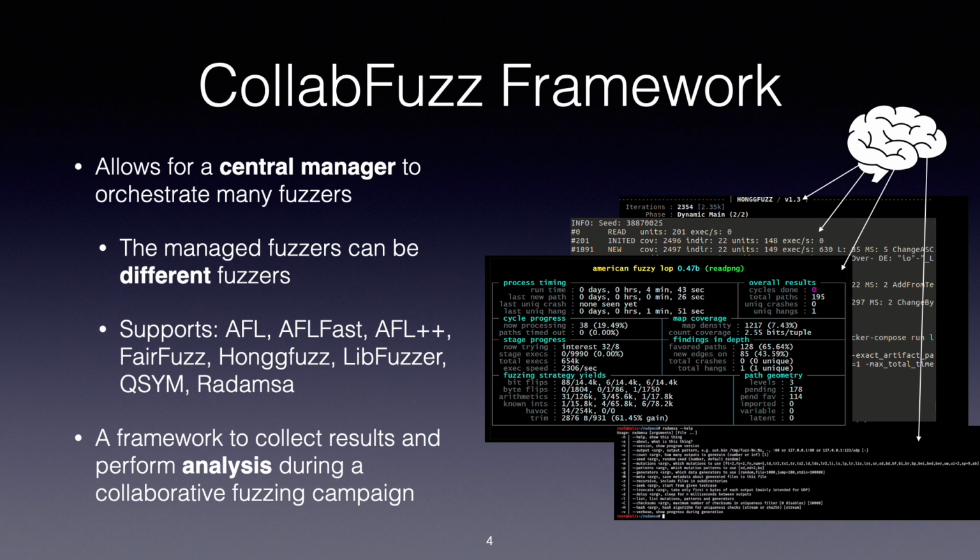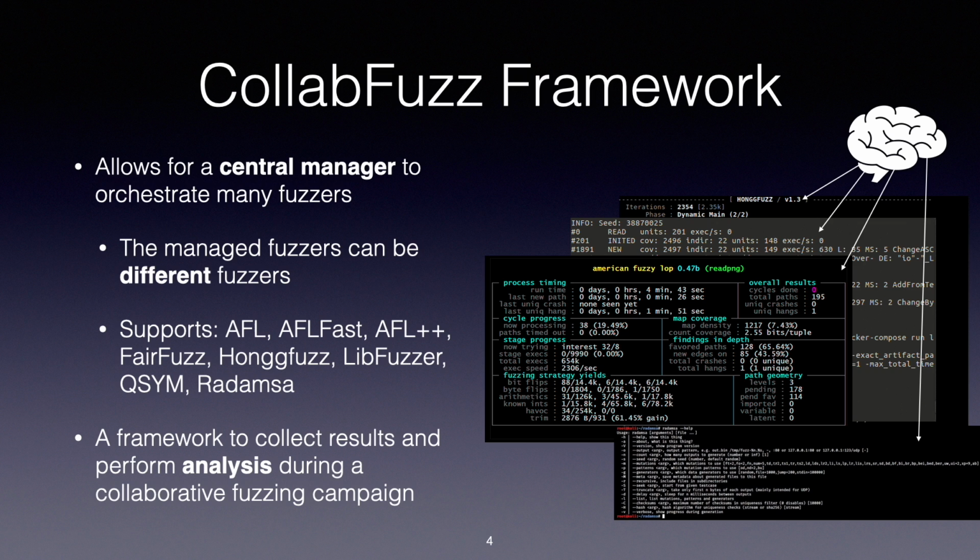This is where CollabFuzz enters the picture. It is our orchestration framework for running these large-scale collaborative fuzzing campaigns. CollabFuzz allows a central manager to orchestrate many different fuzzers. At the moment we support AFL, AFLFast, AFL++, FairFuzz, Honggfuzz, and so on. You can add more and more fuzzers as you like.